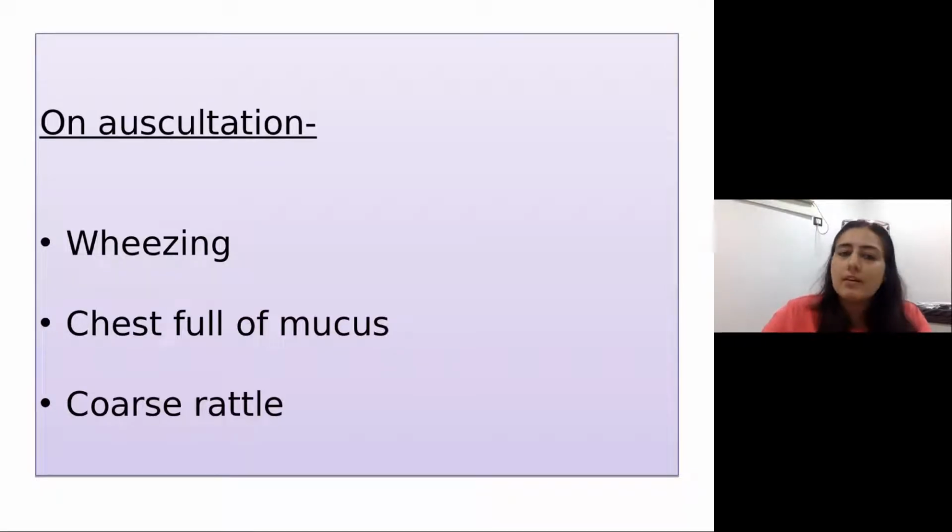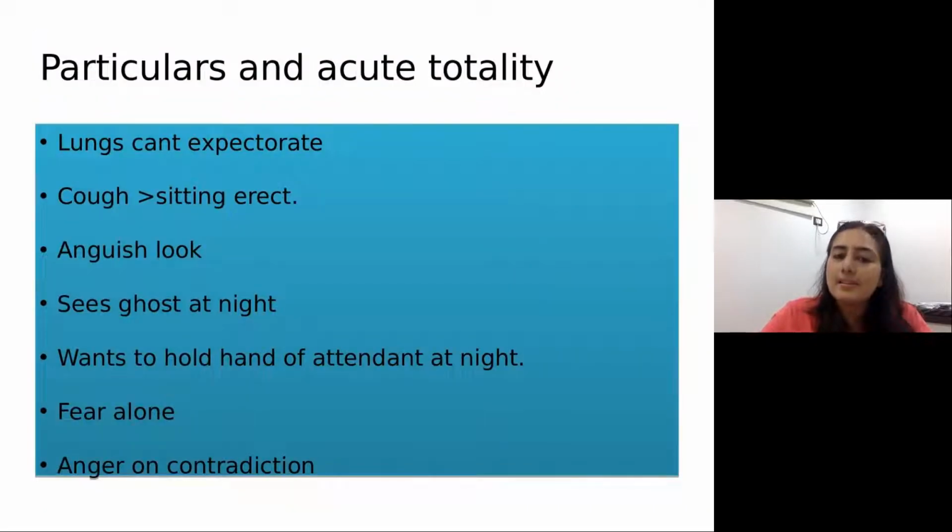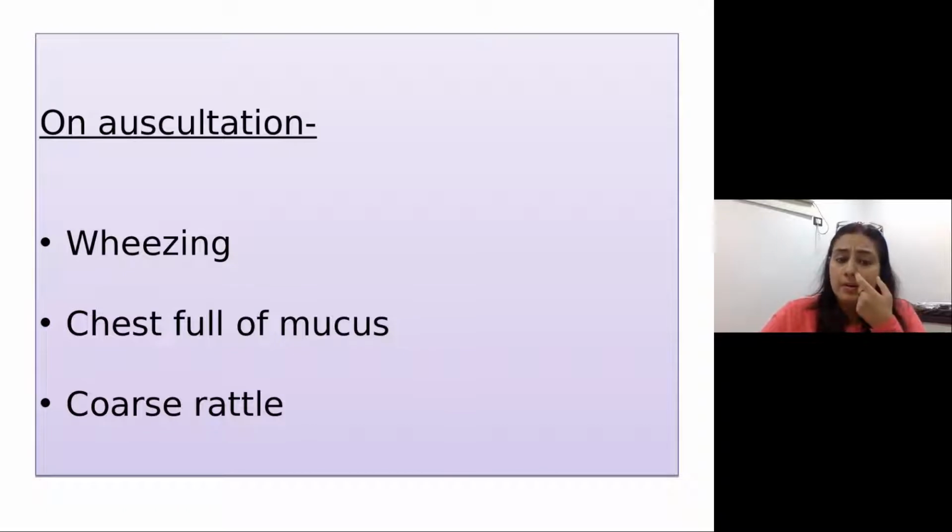So this totality was taken into consideration. Now, on auscultation, there was a lot of wheezing, the chest was full of mucus, and there was a coarse rattle.